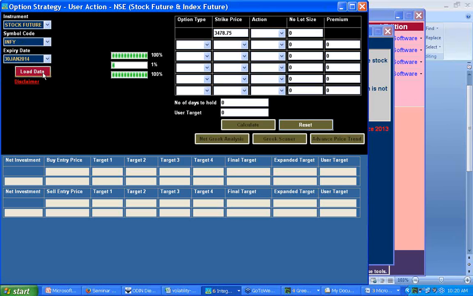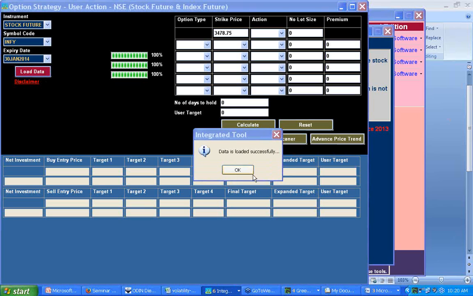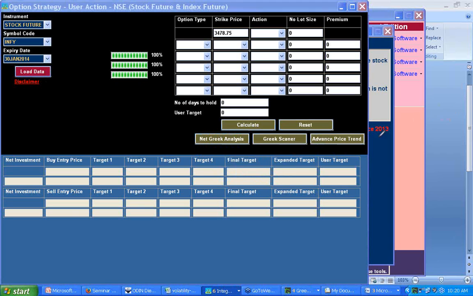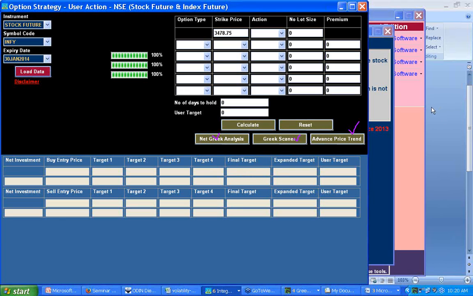This is our option strategy simulator software. It gives a lot more information, whatever you require. It gives you advanced price trend, a Greek scanner, and net Greek analysis. These 3 things are highly essential for an option strategy trader.